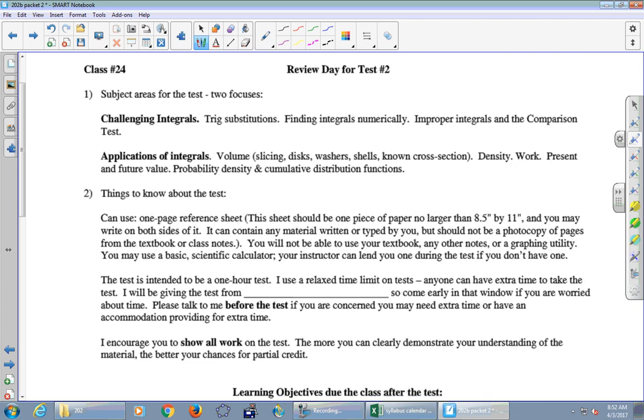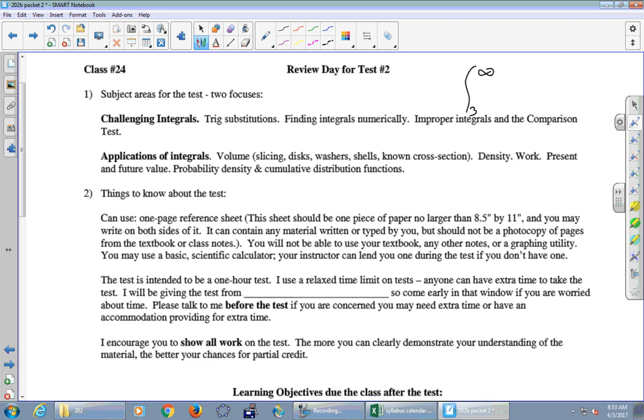Improper integrals. Remember, this is the kind of thing where we have infinities and we change the infinities to a b, and we take a limit and we do all that stuff. And then the comparison test, where we use one of our useful integrals for comparison and try to decide whether our given integral converges or diverges.